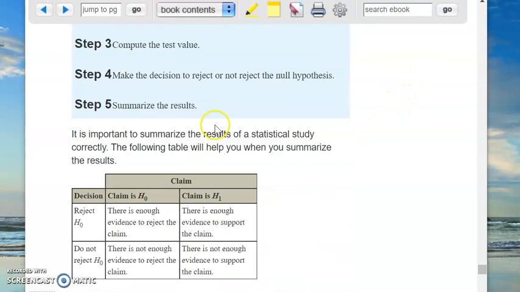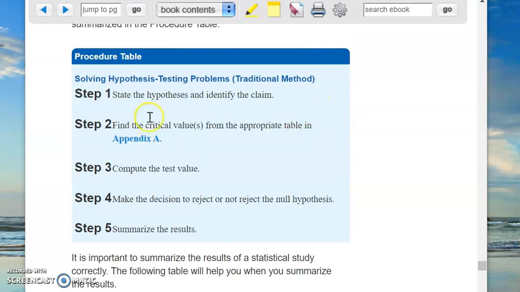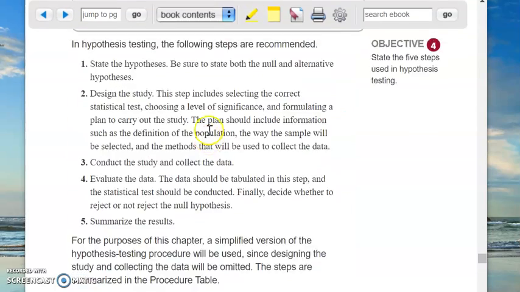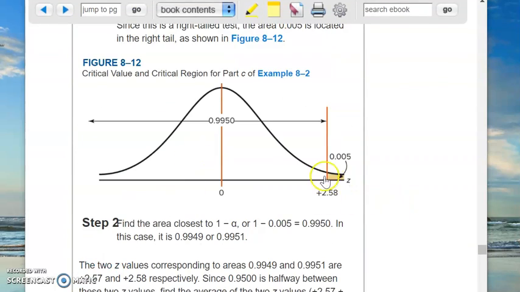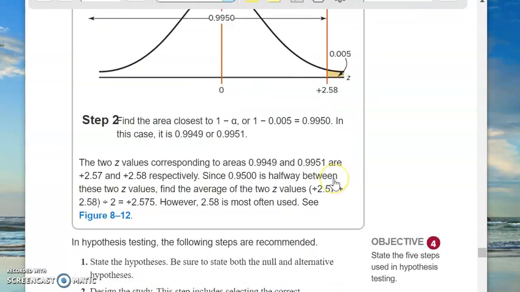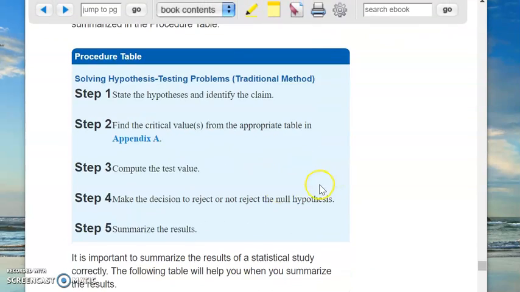Okay, so here's the blue table here. There's a procedure table. You state the hypothesis, find those values, compute the test value. These two terms sound alike and they get mixed up all the time. Critical value, that's the test. The critical value is this guy right here. That's what you say, okay, that's my critical value. If I'm past that, I'm going to reject the null hypothesis. That's my critical value. The test value is different.